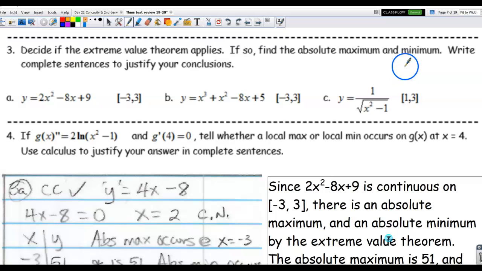Number 3, decide if the EVT applies. Now EVT is easy because EVT has one condition: continuous on the closed interval. If the theorem applies, we're going to find the absolute maximum and the absolute minimum, the highest y value and the lowest y value. Write sentences.